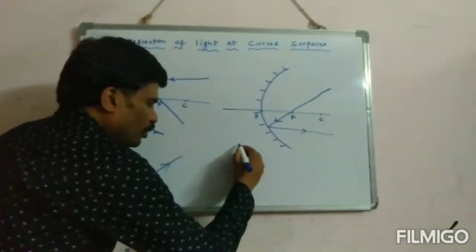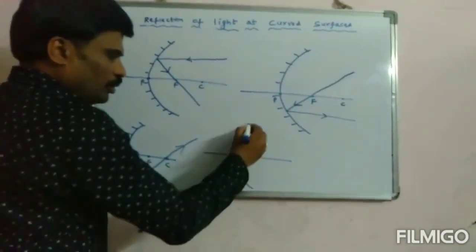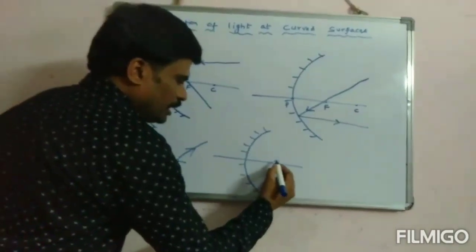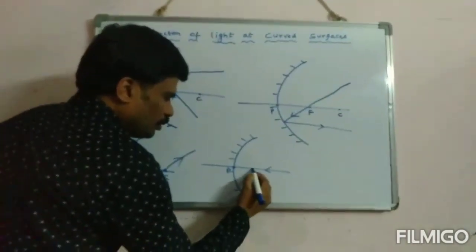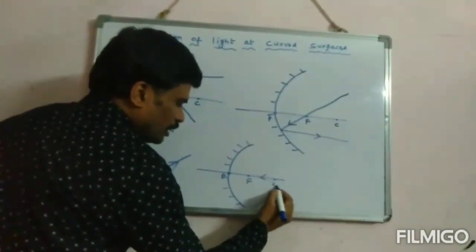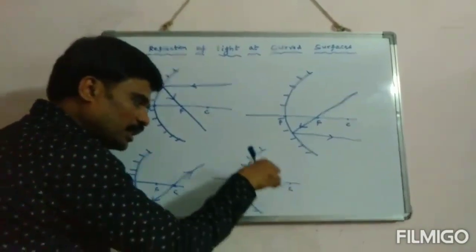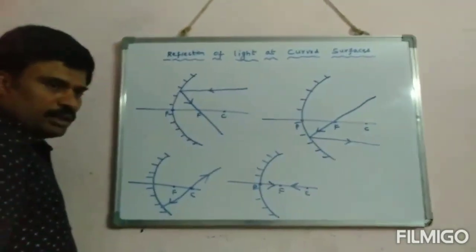Now let us see the fourth rule. What is the fourth rule? In the fourth rule, you can see the incident ray is passing through the principal axis. Here also you can see the reflected ray bounce back in the same direction.